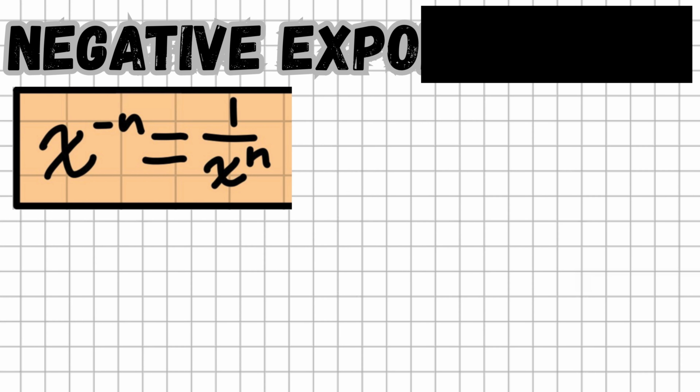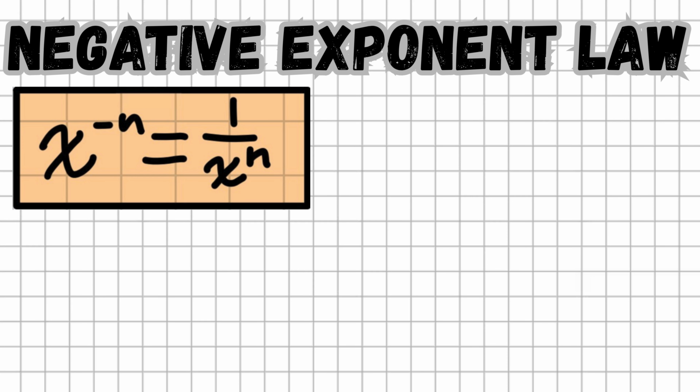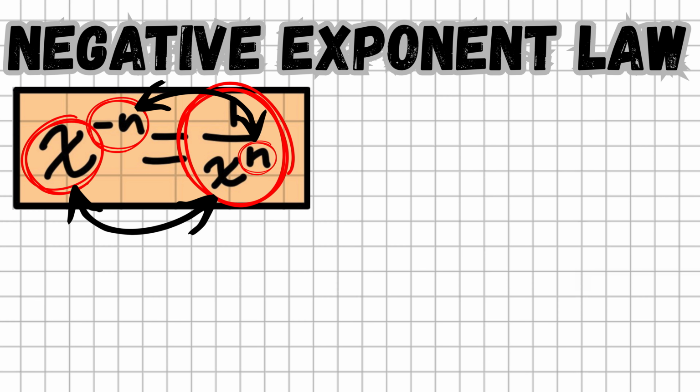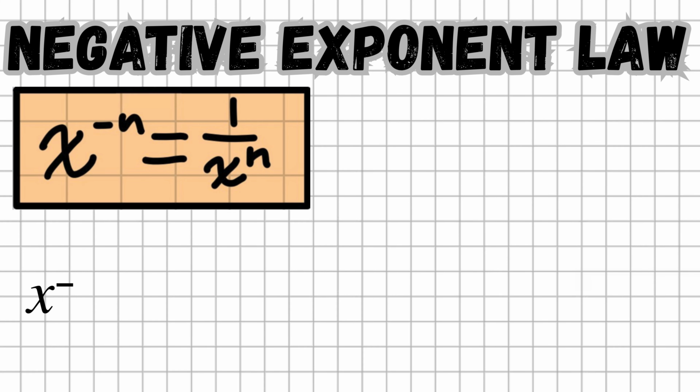Next is negative exponents. A negative exponent means to take the reciprocal using the positive version of the exponent. This means the base flips to the denominator and the exponent becomes positive. For example, x to the power of negative 3 becomes 1 over x to the power of 3.